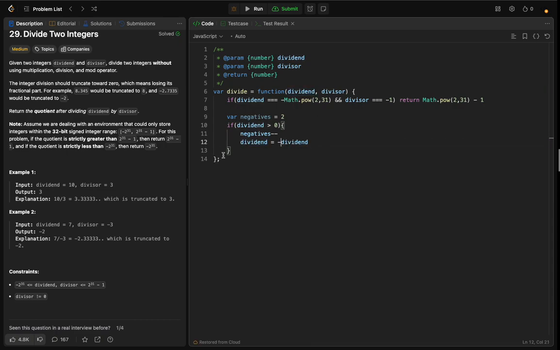And I will do the same thing with the divisor. So I will say if divisor is bigger than zero, we decrement the negatives, and the divisor will equal minus divisor. And looks good. So right now it's good to try to initialize the quotient amount.